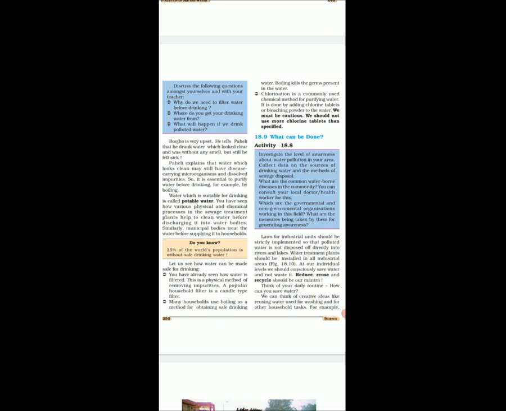potable water. You have seen how various physical and chemical processes in the treatment plants help in cleaning the water before discharging it into the water. Similarly, the municipality treats the water before supplying it to the households. Do you know?